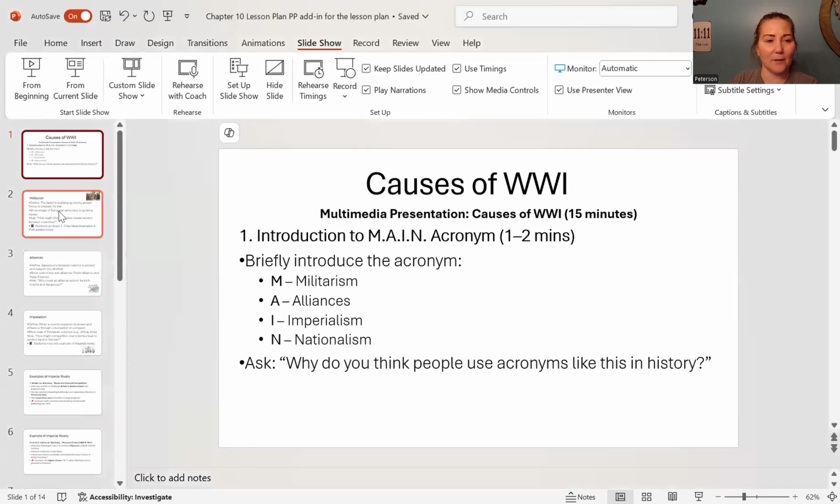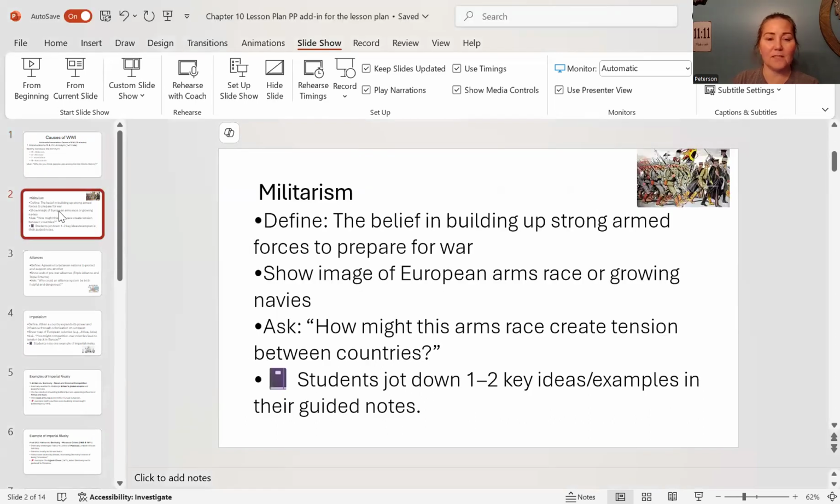All right, let's talk about militarism. The definition, you all need to be writing this down: the belief in building up strong armed forces to prepare for war. There is the image that I say in here. How might this arms race create tension between countries?